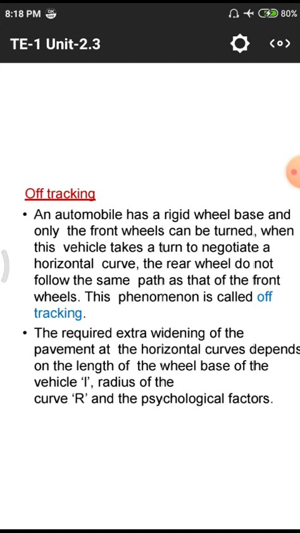That is called off tracking. The required extra widening of the pavement at a horizontal curve depends upon the length of the wheelbase of the vehicle and the radius of the curve. This wheelbase and radius of the curve have an effect on the length of the vehicle.